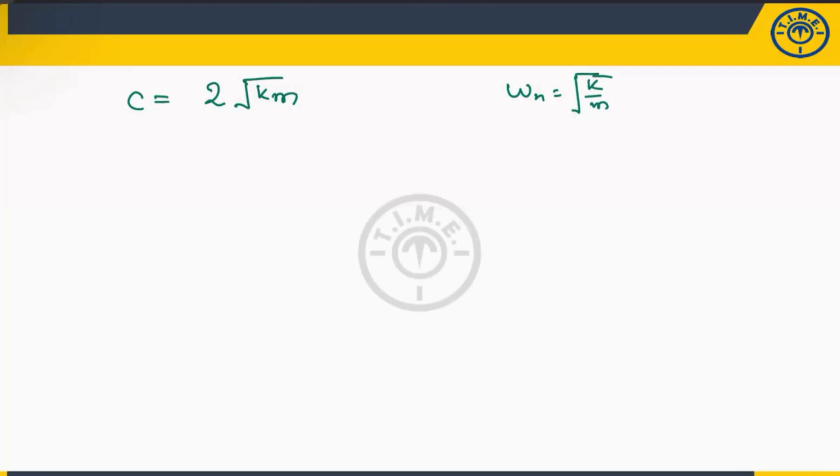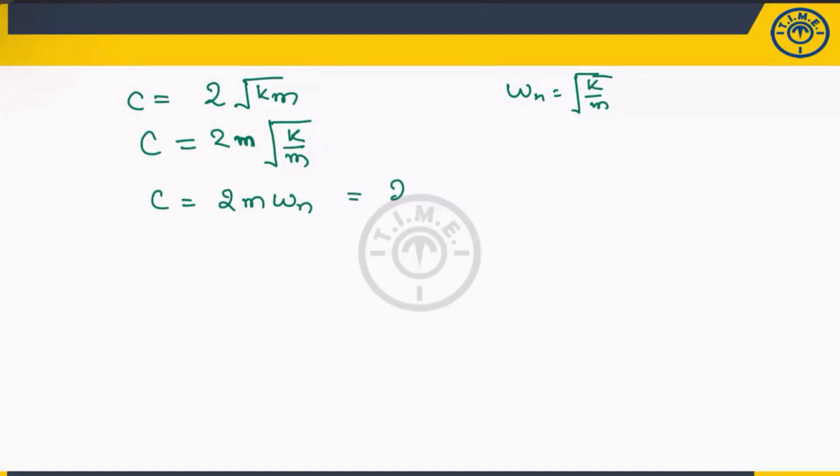Root of k by m. So can I write this? If I take m outside, it will become k by m. What I have done is just multiply with m and divide with m. So m square will come outside, and k by m is this one. Why? Because we want it in terms of omega n. So C can also be written as 2m omega n.